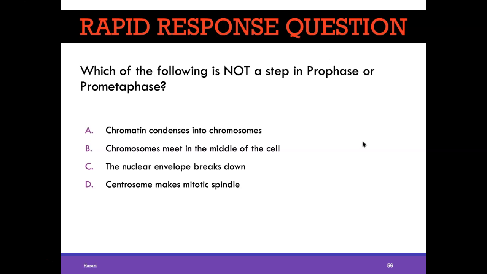So pause here and answer the following question. So the answer is B, right? B does not occur in prophase or prometaphase, rather in metaphase.